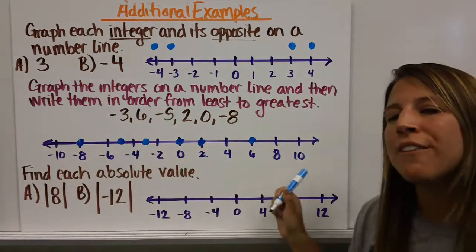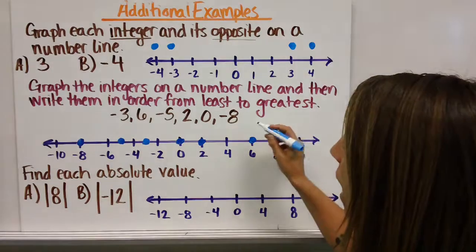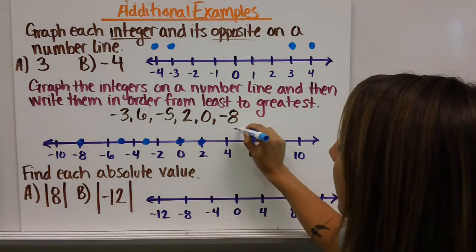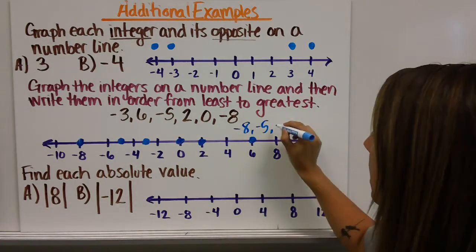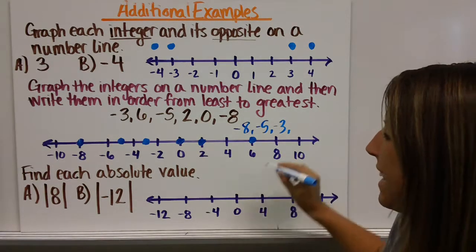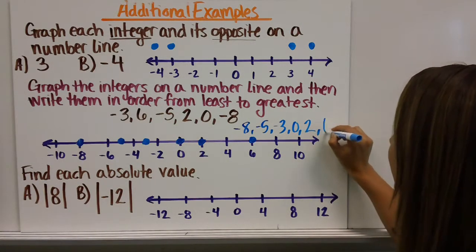Now that they are all graphed on the number line, it's easy to visualize them in order from least to greatest. So I can simply write them in order: -8, -5, -3, 0, 2, and 6.